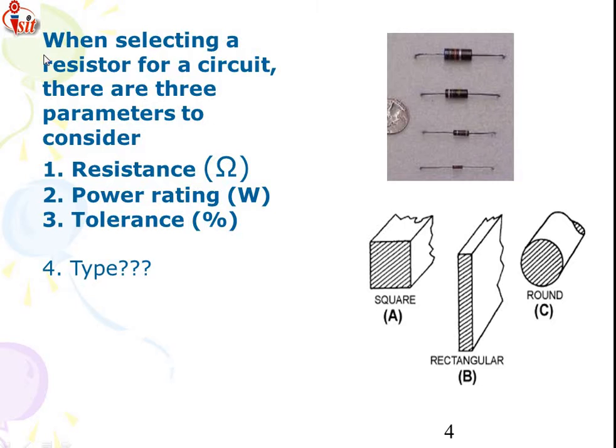When selecting a resistor for a circuit, there are four parameters to consider. First is the resistance, which is represented in ohms, second is the power rating, which is measured in watts, third is the tolerance, which is measured in percentage, and fourth is related to type. This is a square, this is a rectangular, and this is a round shape, which we are going to use frequently everywhere.